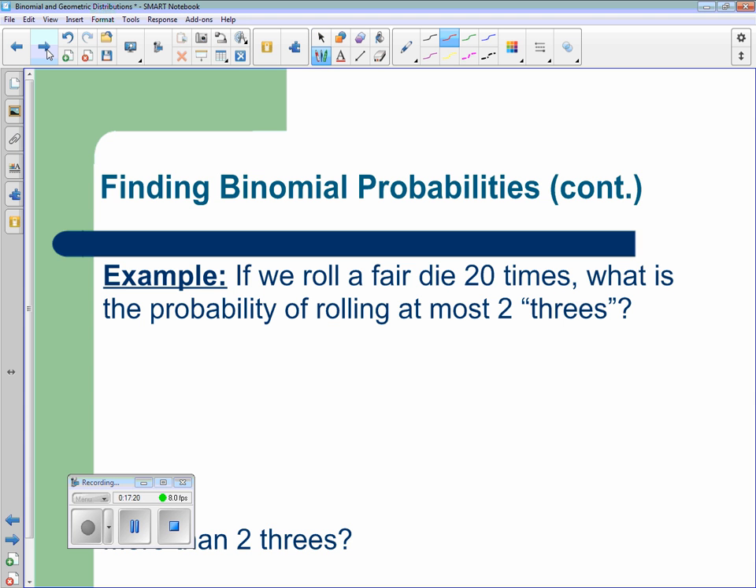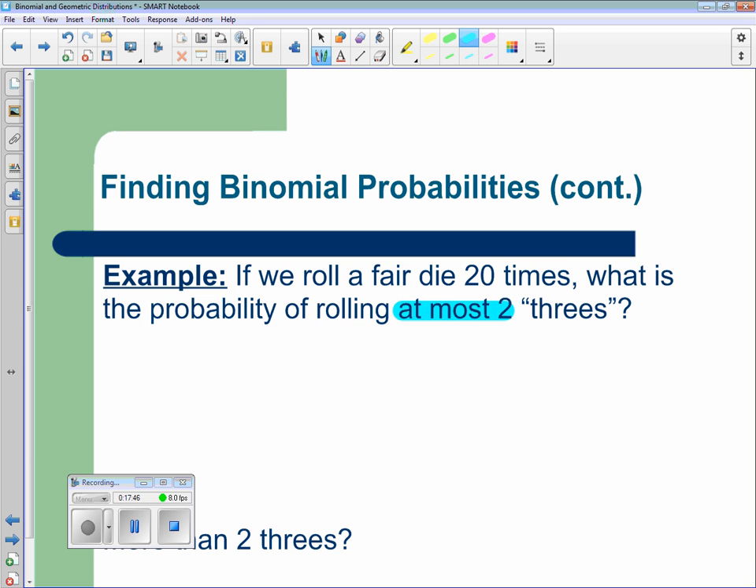Okay, are we ready? What's the key word here? At most. So we have to decide for ourselves what at most means. So it considers the 0 case, the 1 case, or the 2 case. So we'll have to take into consideration all of them and do what? Add them together. Perfect.